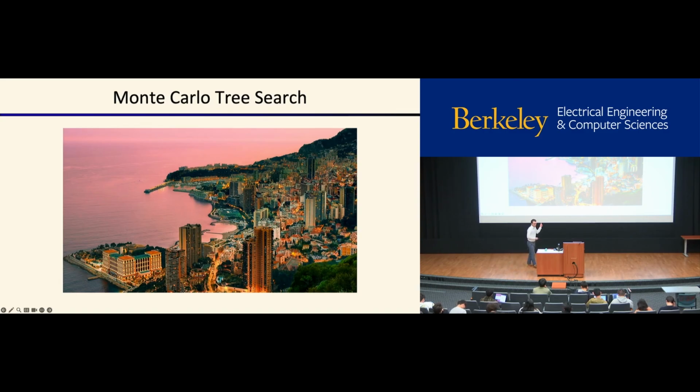This is a picture of Monte Carlo. It's a place in Monaco where they have casinos. This is why there was that roulette wheel earlier. Yeah, lots of gambling, lots of probabilities. Monte Carlo tree search.